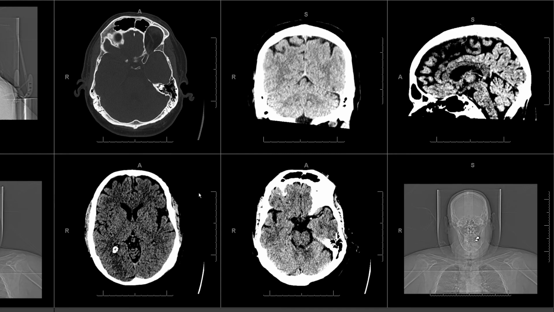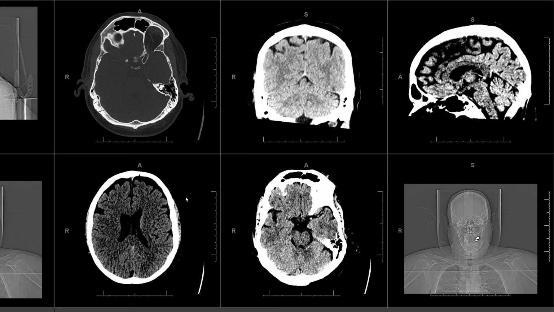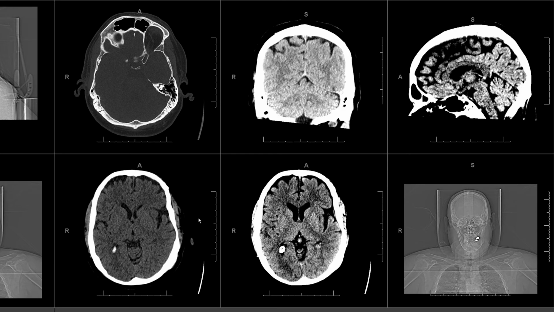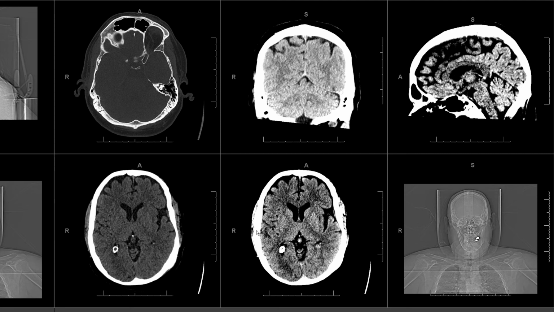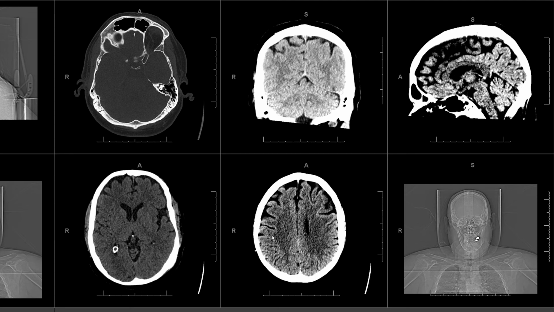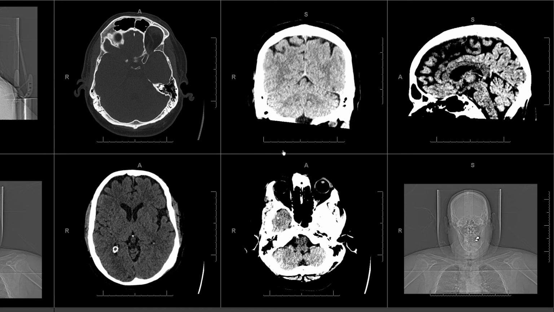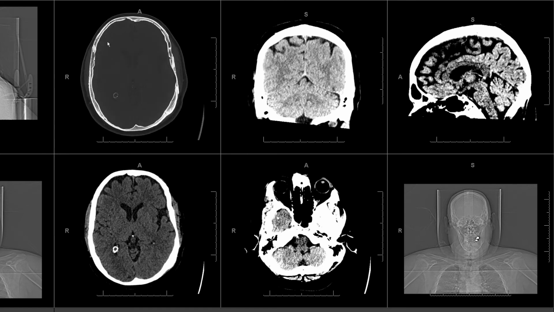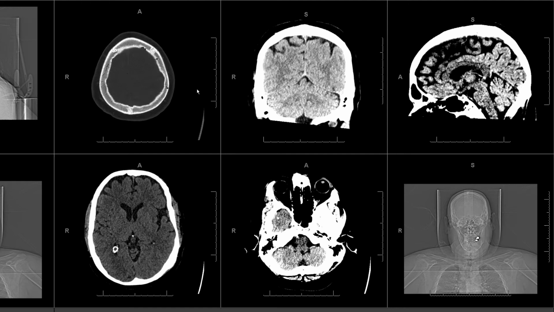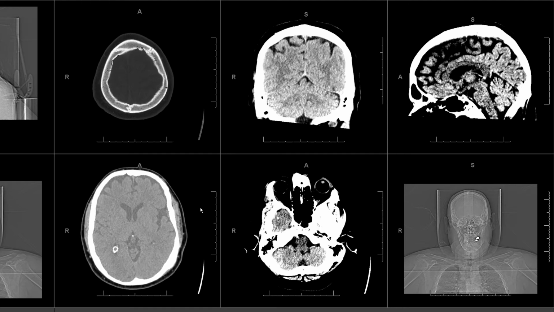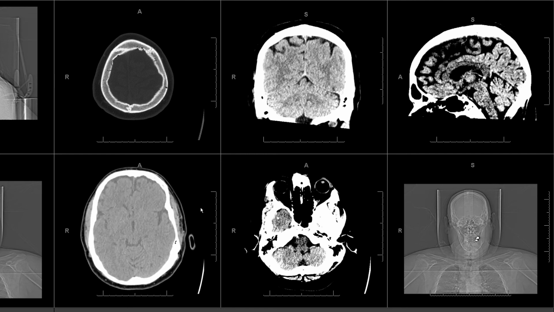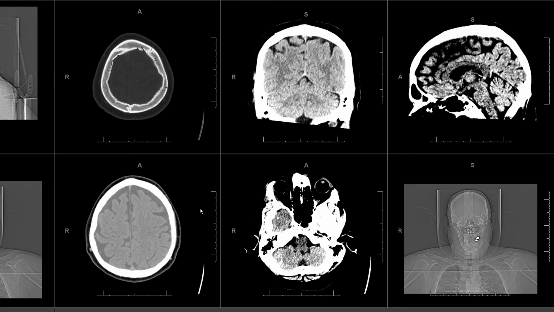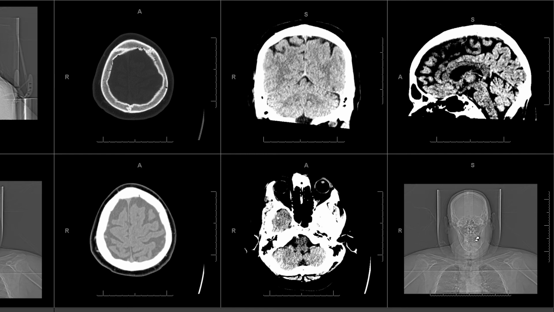And now when I dictate the case, I look at the same structures, but I go in reverse. I say there's no acute hemorrhage, comma mass effect. The ventricles and extraaxial spaces are normal. The calvarium and extracalvarial soft tissues are unremarkable. And then my impression would be that this is a normal exam.